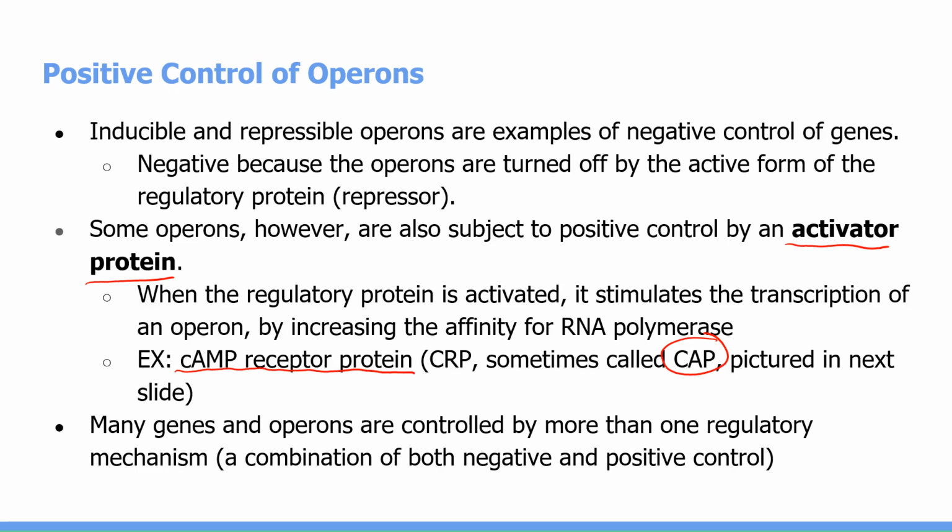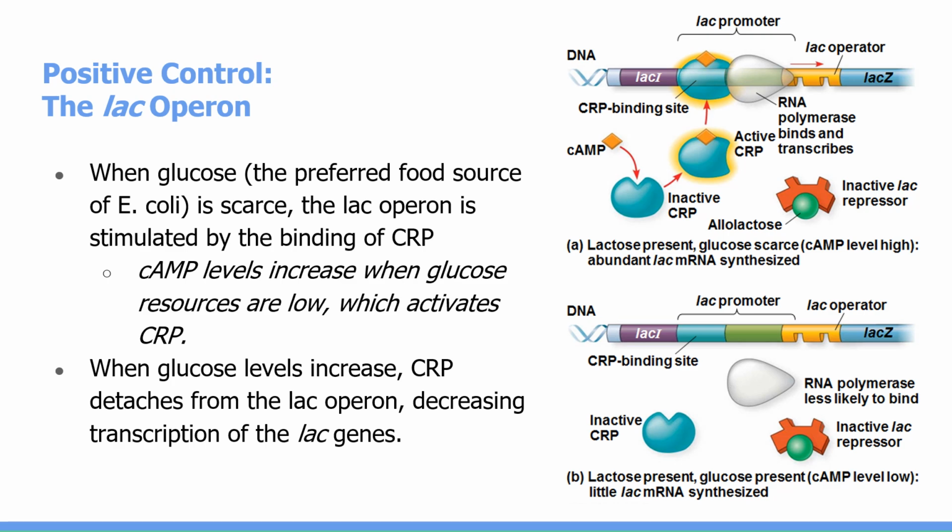So many genes and operons are controlled by more than one regulatory mechanism, so usually a combination of both negative and positive, and that applies to the lac operon. So we know that the lac operon is considered to be an inducible operon. But what is also cool about the lac operon, it has a positive control aspect. So when glucose, the preferred food source of E. coli, is scarce, the lac operon is stimulated by the binding of CRP.